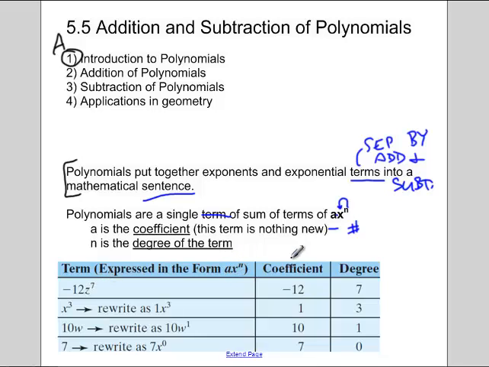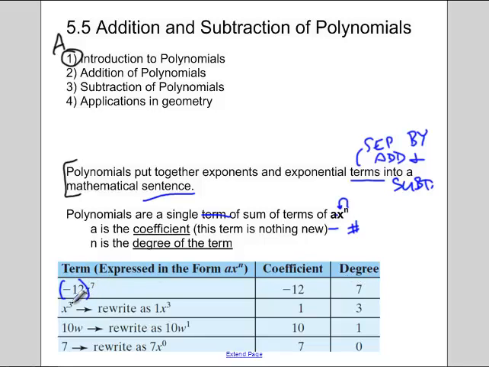So let's take a look over here. We're going to look for the coefficient and the degree. What's the coefficient? The coefficient is the number, and the number includes the sign that's in front of it. So negative 12 is our coefficient. What's the degree? The degree is the exponent that's on the variable. The exponent here is 7, so the degree for this term, or this polynomial, because a polynomial could be just one term, is 7.